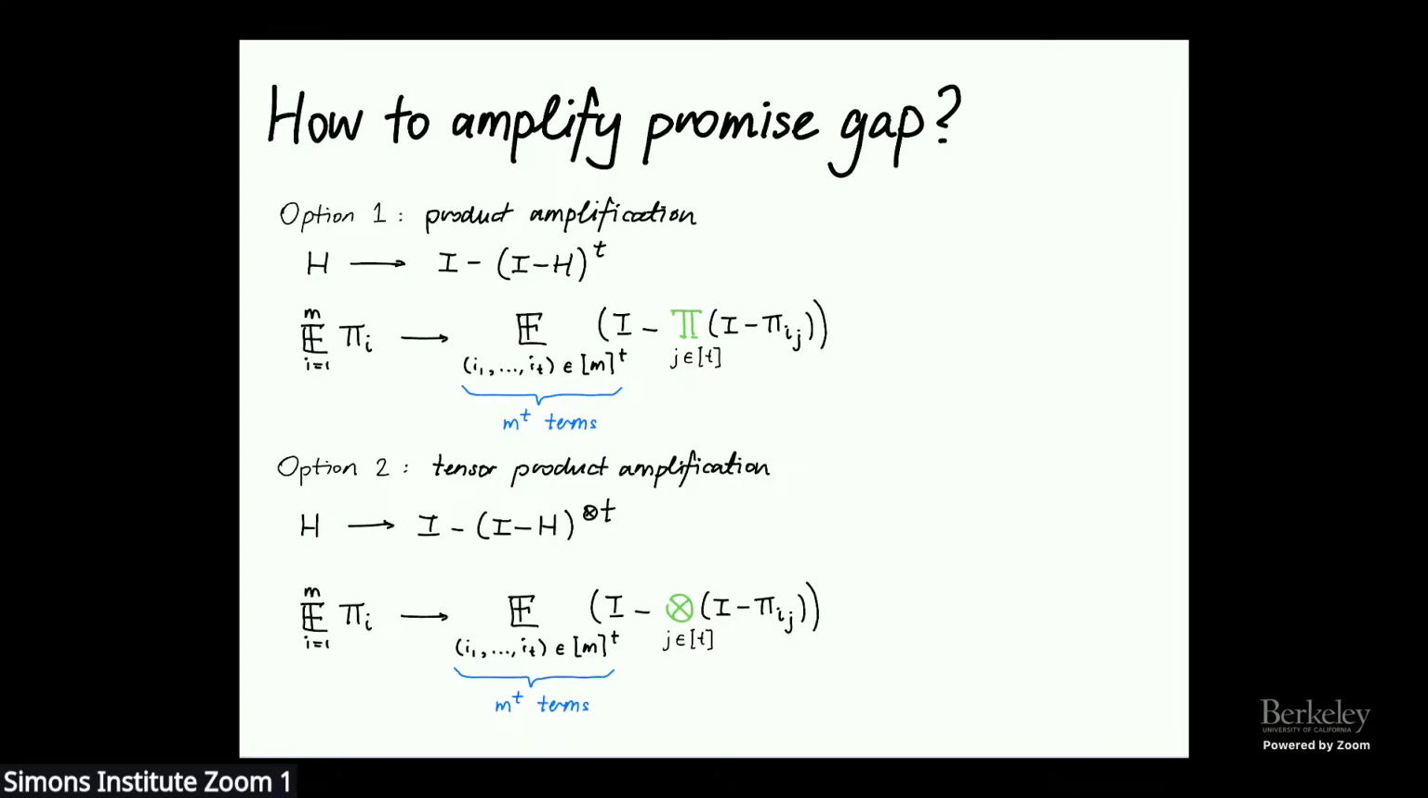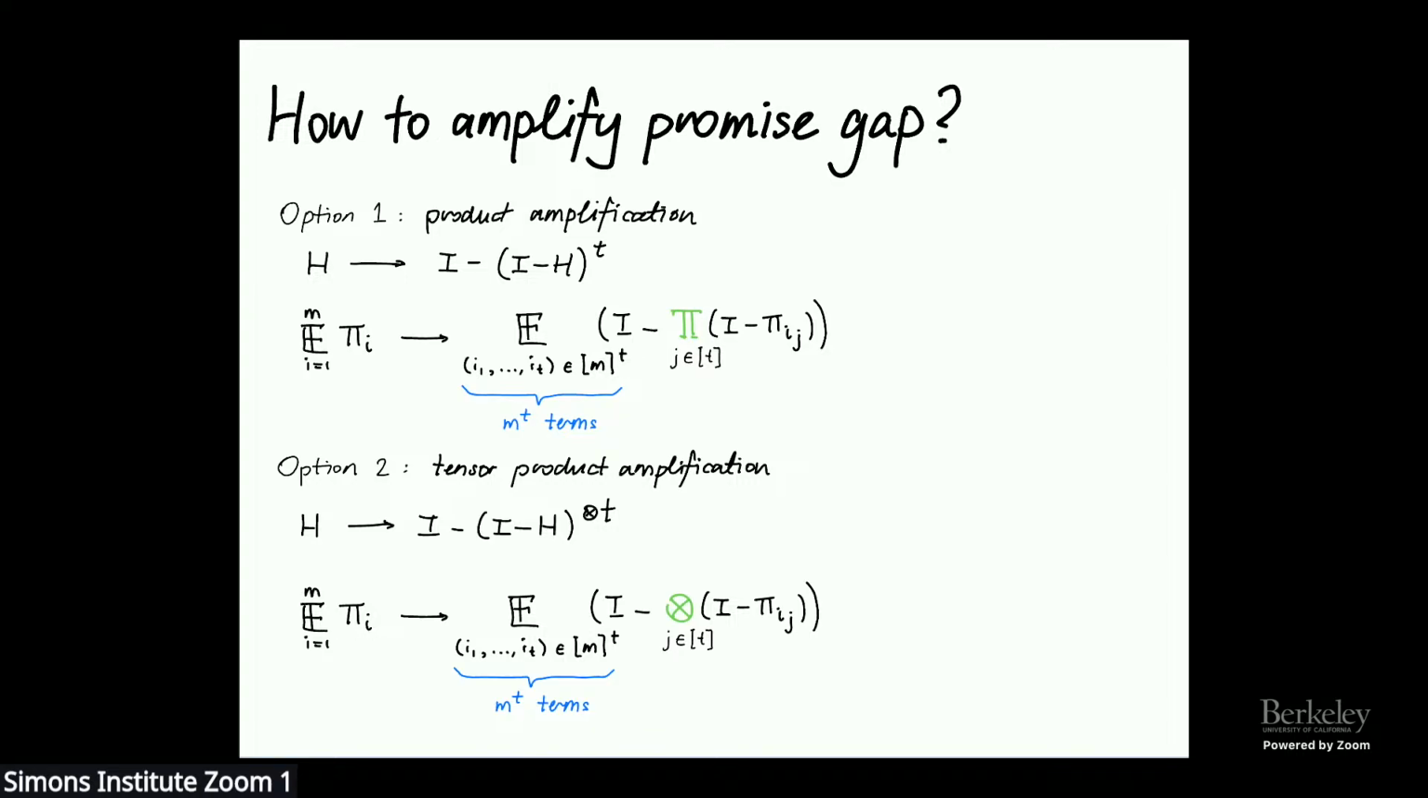Another way of saying it: the usual verification algorithm is to pick a random term from your Hamiltonian and measure that. So if I quantify over all the randomness, I'm basically writing down all the possible combinations of t terms from the original Hamiltonian.